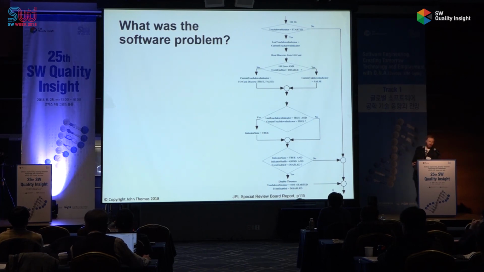Here's the flow diagram from the software that was used. This is some error checking. Here's the key to the whole thing. Here we look at the last touchdown indicator.